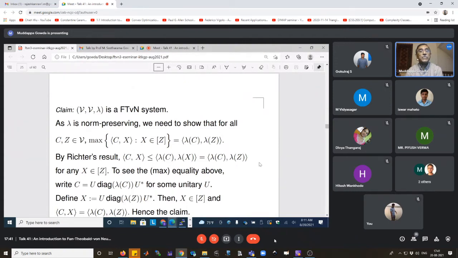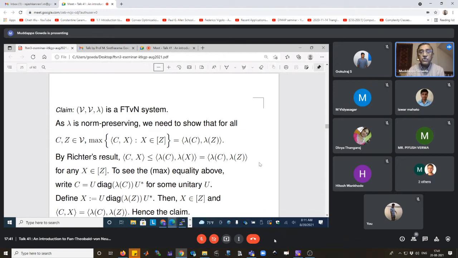I think there is a typo here. It should be V, R n, lambda. It is not V, lambda. So there is a typo. The claim should read: V, R n, lambda is a FTVN system.